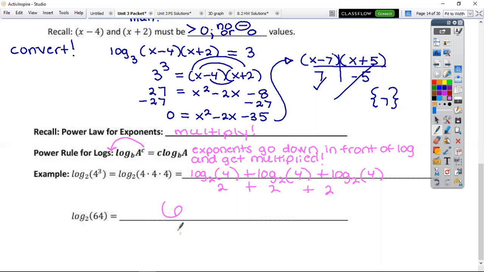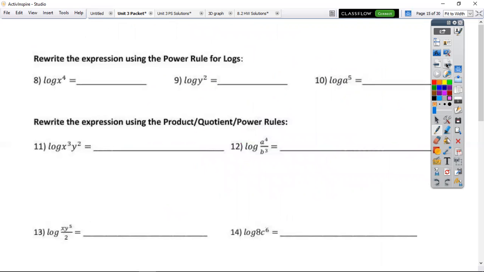So we're going to work with your power rule as far as your properties go. So the expansion and condensing again too. These say rewrite using a power rule for logs. So your power goes down in front and gets multiplied. So all I have to do on this one, again, power down in front with multiplication. So my answer is just 4 log x. So again, you just turn it into multiplication.